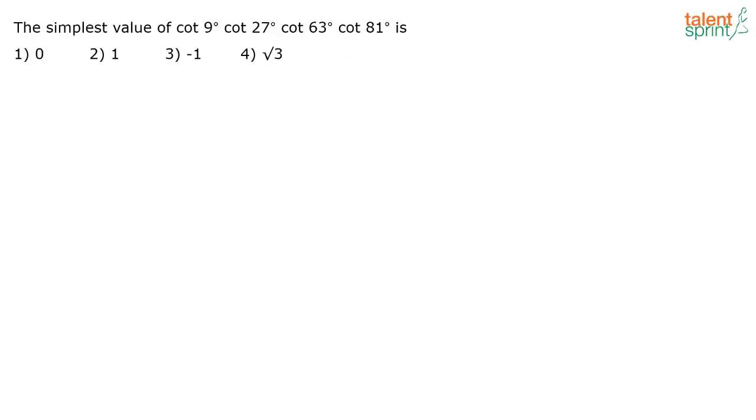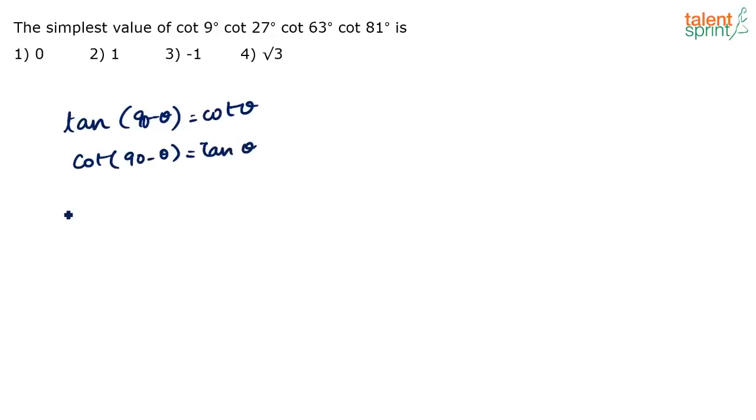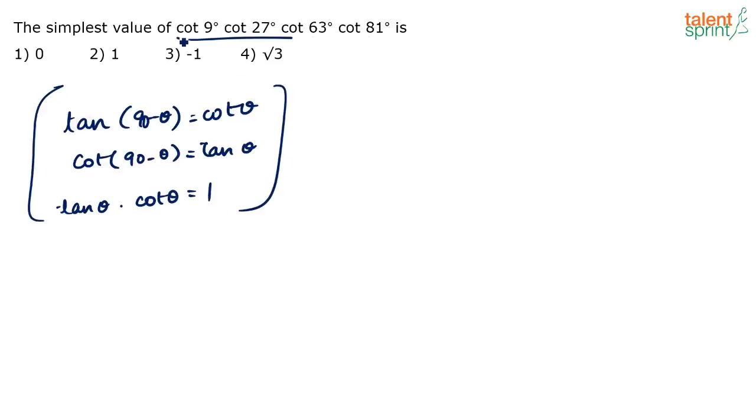Okay. So what is given here? See, cot 9. You know tan of 90 minus theta is equal to cot theta. Similarly, cot of 90 minus theta is equal to tan theta. And you also know tan theta into cot theta is equal to 1. So using this, how can you rewrite the given expression above? It is nothing but cot 9 into cot 81. I can write it as cot of 90 minus 81, that is equal to tan 9.